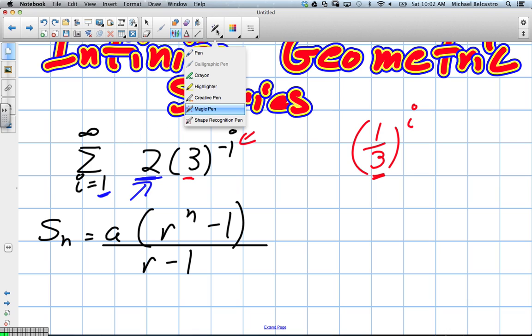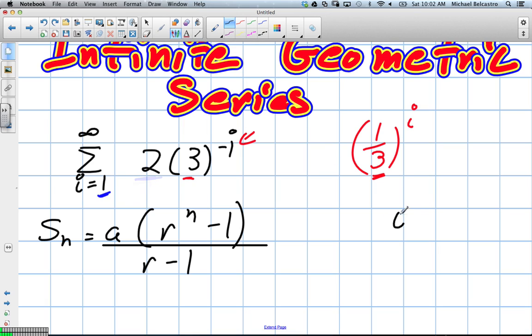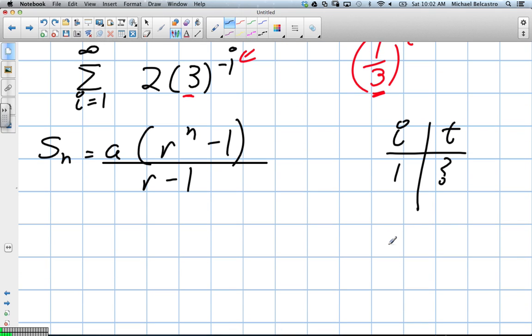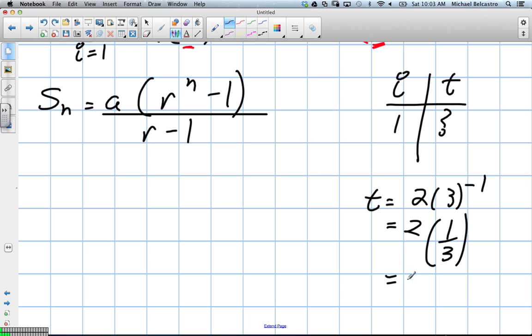So when i is 1. If we did a little table here, when i is 1, what is our T value going to be? Well, we're going to plug it into the equation, so we'll quickly do it down below here. Our equation is T, being our term value, is equal to 2 times (1/3) to the power of i, and when i is 1, that becomes 2 times a third, which means our T value is 2/3. So our A value, the very first term, is going to be 2/3.